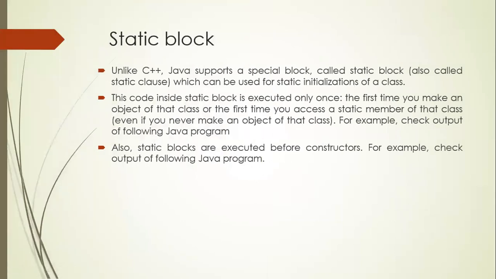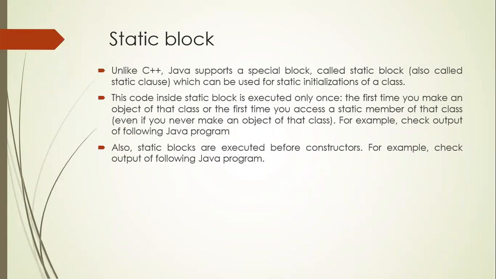So another thing is, the static keyword will be applicable for static variables, static methods, and static blocks. Unlike in C++, Java supports a special block called a static block, which can be used for static initialization of a class. The code inside a static block is executed only once. Before the main, if you want to execute anything, you create a static block. The first time you make an object of that class, or the first time you access a static member of that class, this static block will be executed.